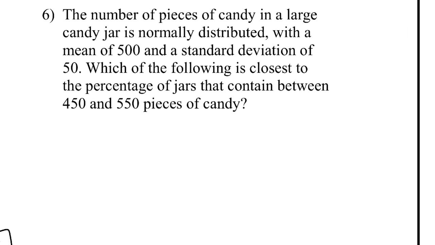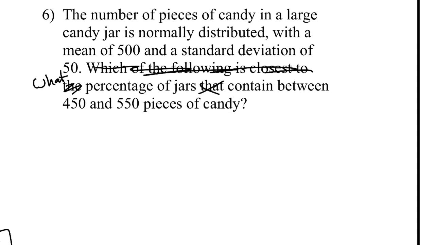Here, the number of pieces of candy in a large candy jar is normally distributed with a mean of 500 and a standard deviation of 50. Which of the following is closest to the percentage of jars that contain between 450 and 550 pieces of candy? What that really should say is just what percentage of jars contain between 450 and 550 pieces of candy.